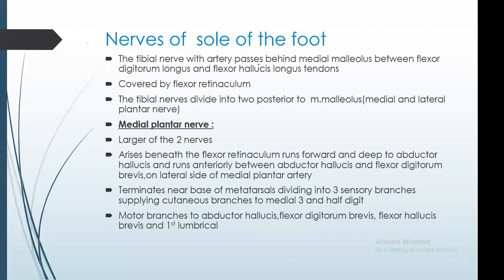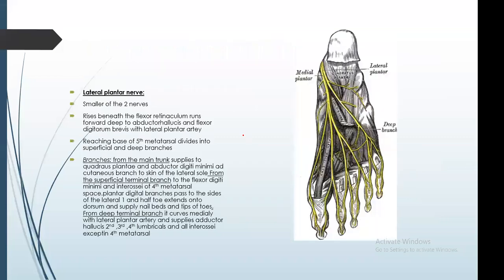Nerves of the sole of the foot. The tibial nerve with the artery passes behind the medial malleolus between the flexor digitorum longus and flexor hallucis longus tendons. This is covered by the flexor retinaculum. The tibial nerve divides into 2 posterior to the medial malleolus, which becomes the medial and lateral plantar nerves. Here are the nerves.